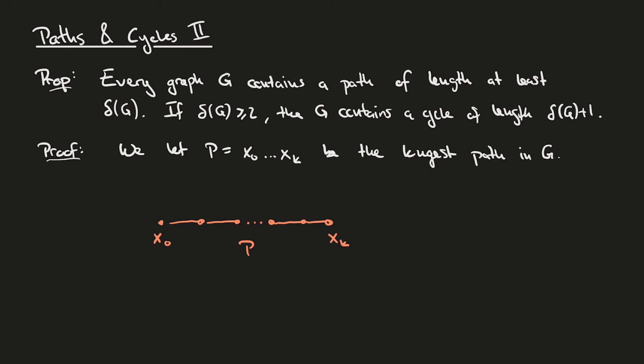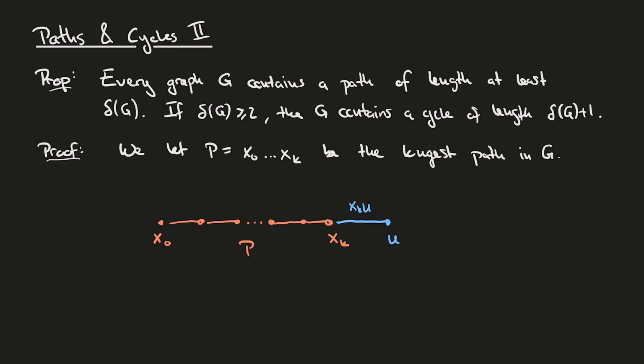We can now ask ourselves what we know about P. At first glance, it may seem like we don't know very much. However, the fact that P is the longest path in G gives us a lot of leverage. To see this, suppose that U is some other vertex in G. Now assume that U is adjacent to xk. If U wasn't already a part of the path P, then we would be able to make a longer path by adding the edge xku to our existing path P. But this is impossible since P is the longest path in G.